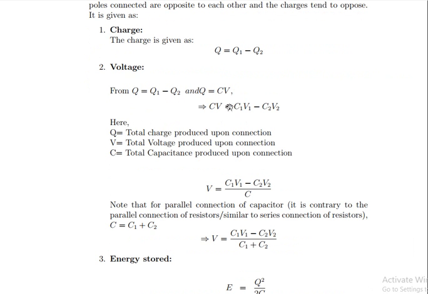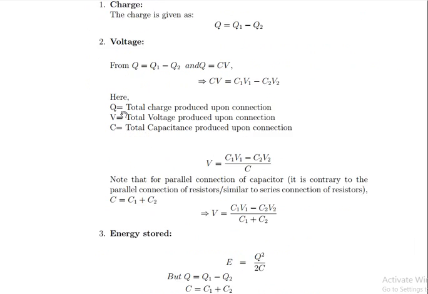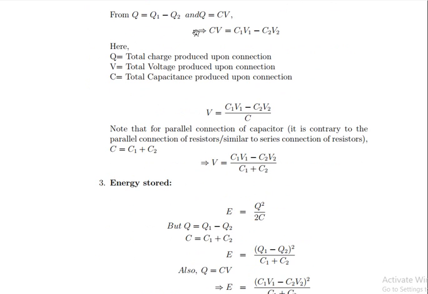So CV is going to be equal to C1 V1 minus C2 V2. So now when you take this formula, divide again by C, so voltage is going to be equal to C1 V1 minus C2 V2. But we know that for parallel connection of capacitors, the total capacitance is going to be equal to C1 plus C2. So voltage is going to be equal to C1 V1 minus C2 V2 all over C1 plus C2.